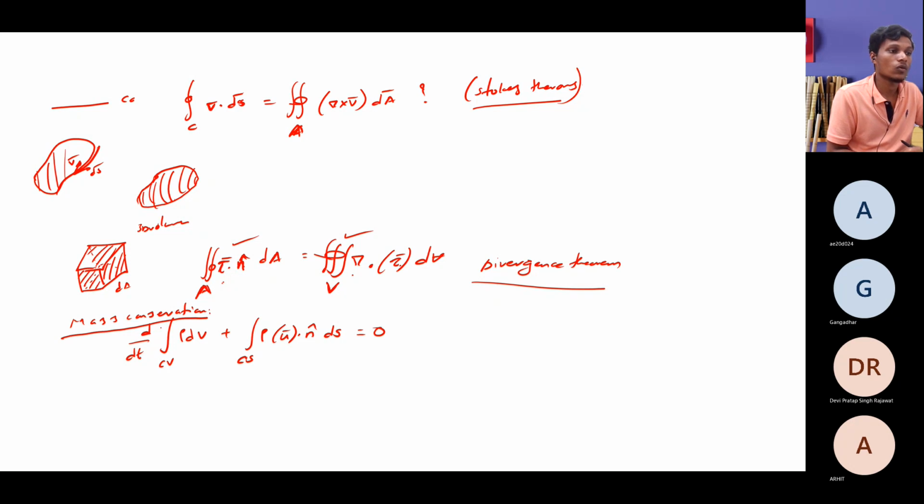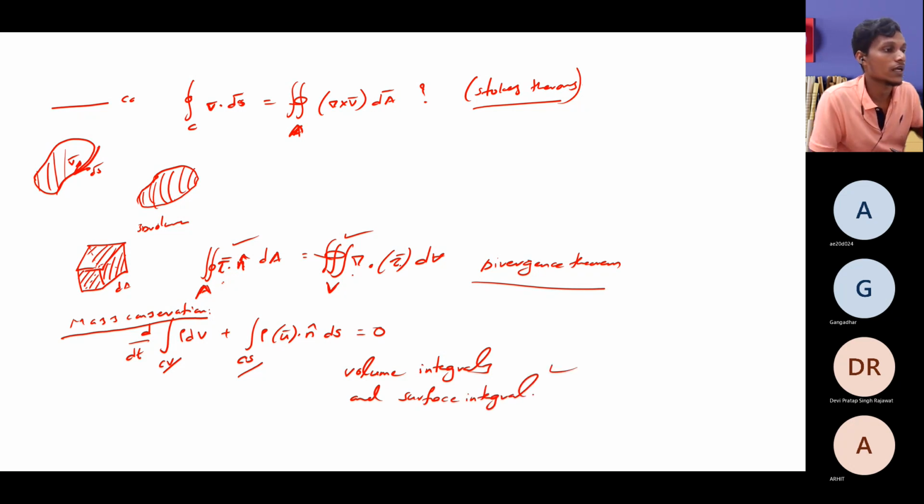The question is, what are the integrals that we are able to see in this mass conservation? We are able to see one volume integral and one surface integral. So in mass conservation, we have only volume integrals and surface integrals. Okay, so this ends our discussion of this particular one.